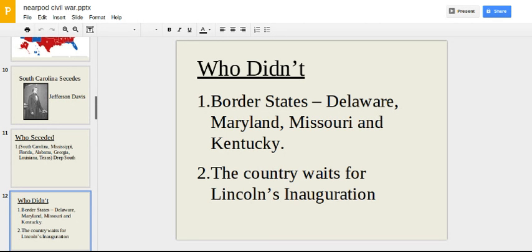As we're going to find out in just a second, Lincoln is going to surprise everyone when he becomes one of America's strongest presidents.